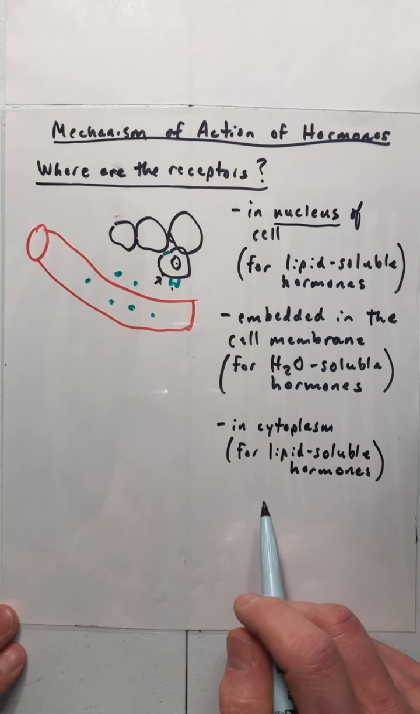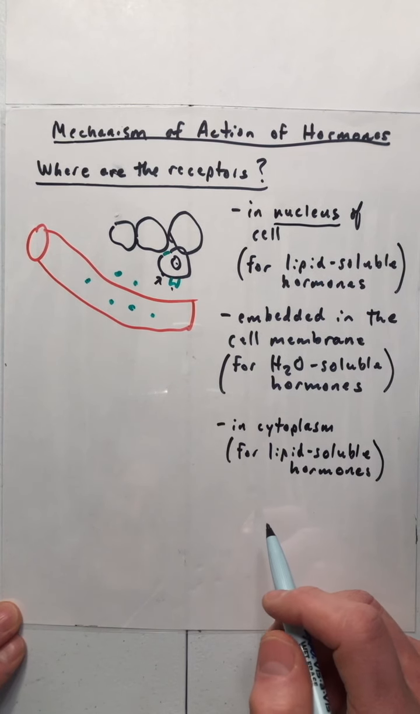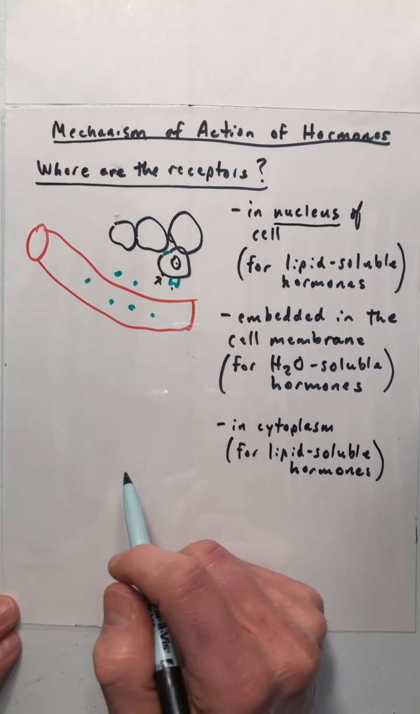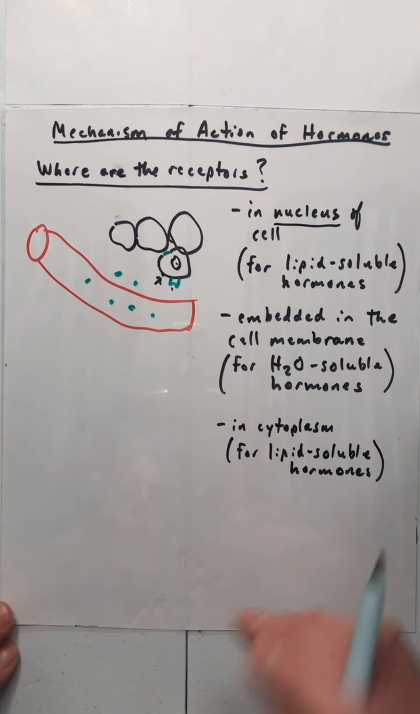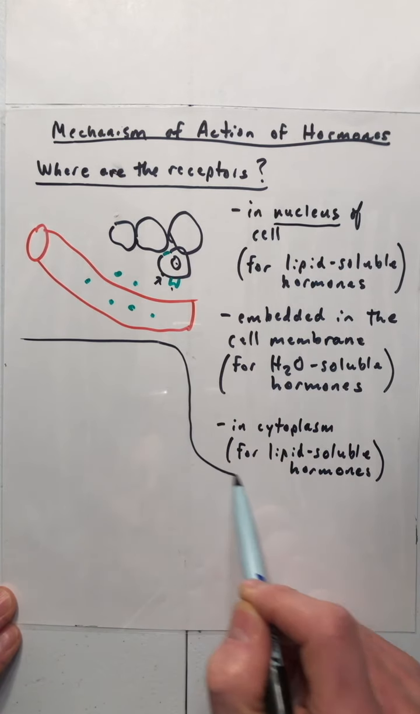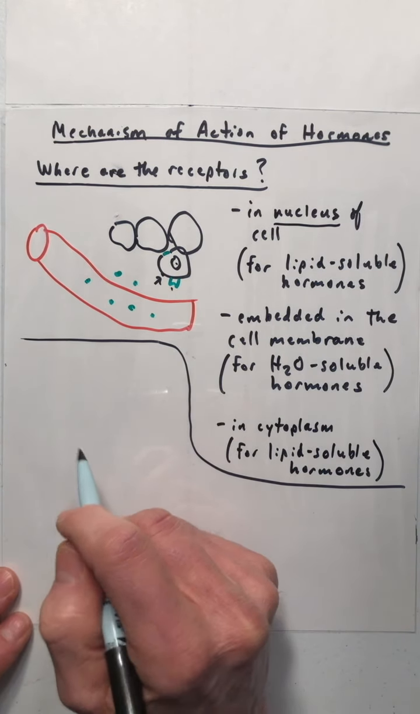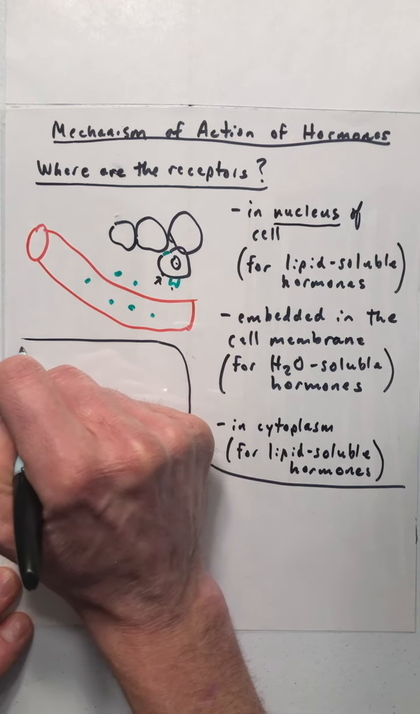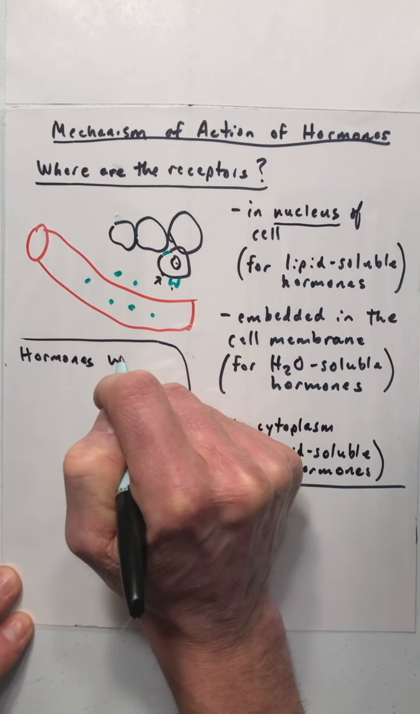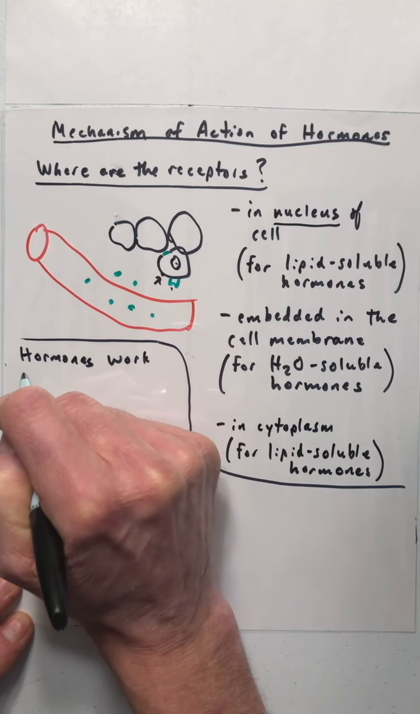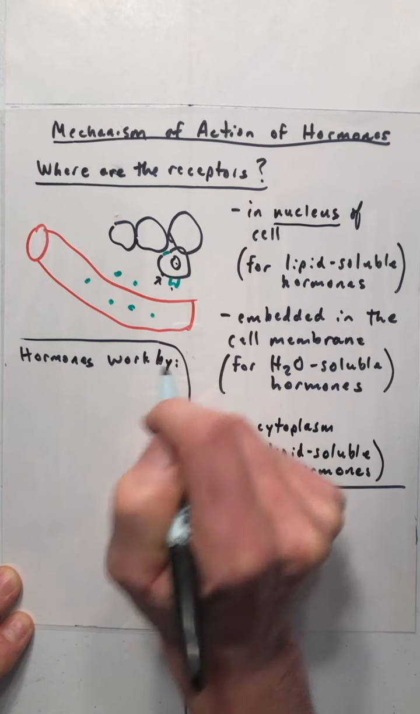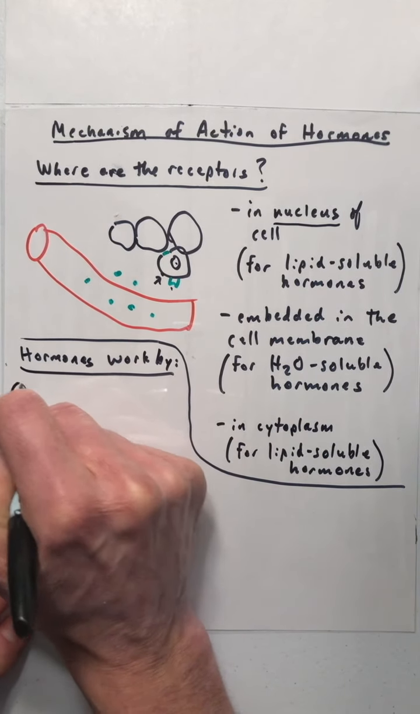Now, what happens when hormones bind to receptors? What are the mechanisms by which these hormones work? There are two big categories of hormonal action that I'm going to talk about. The first category is that hormones can work by direct gene activation. So I'm going to give that one a number. Hormones work by, I'll say, number one, direct gene activation.